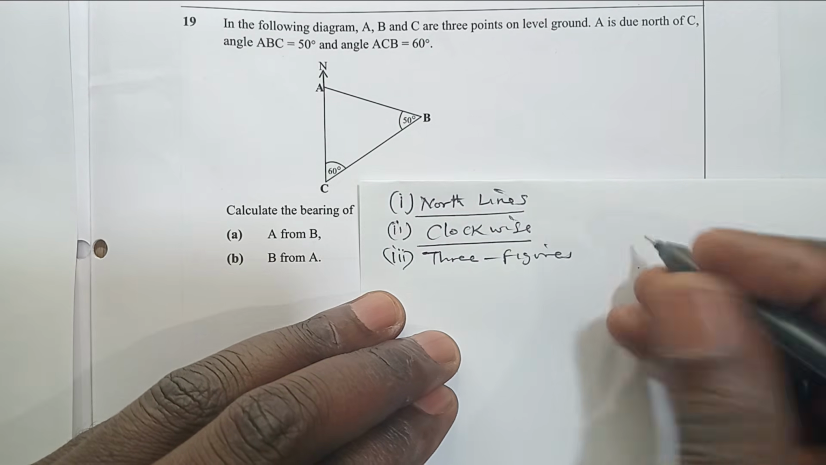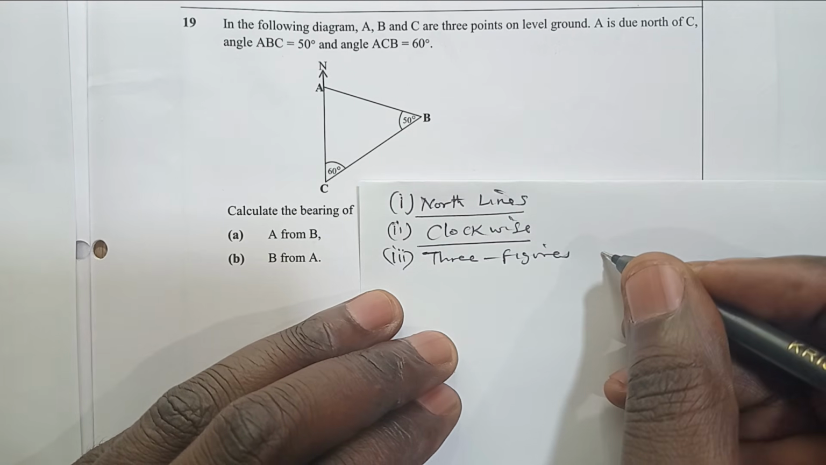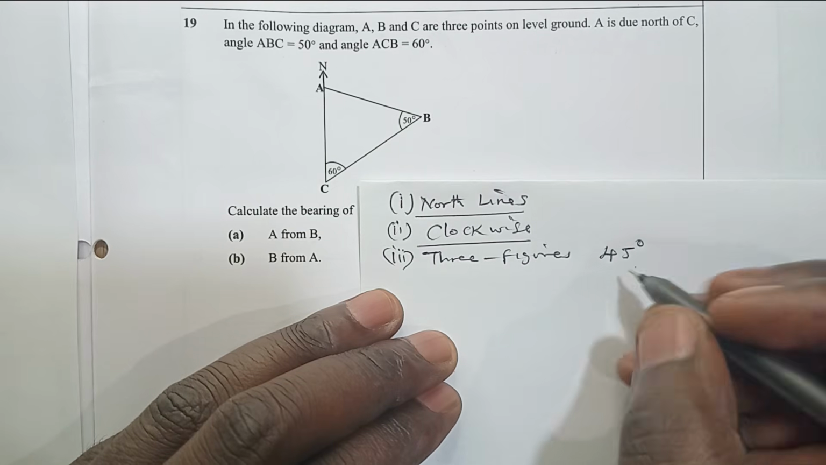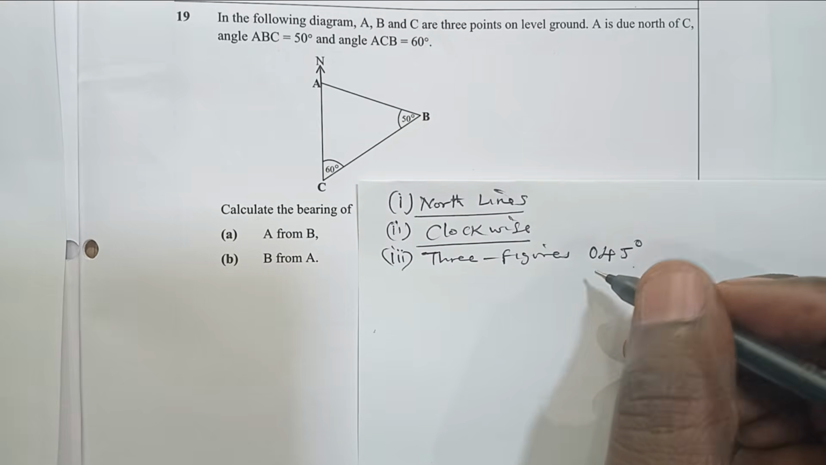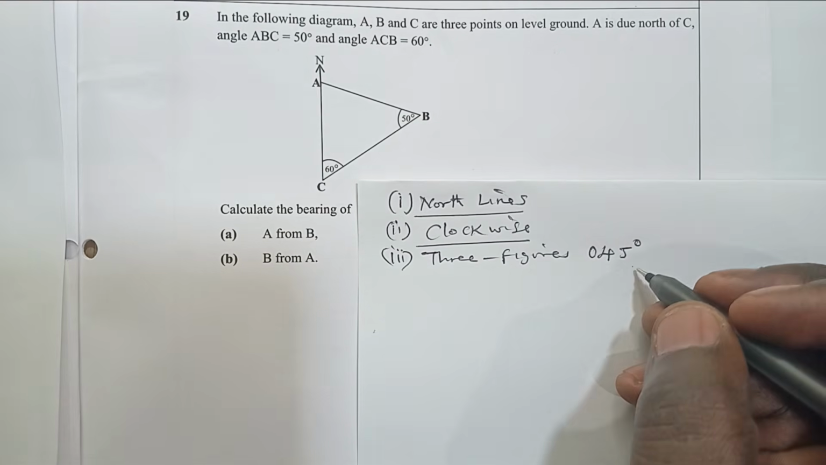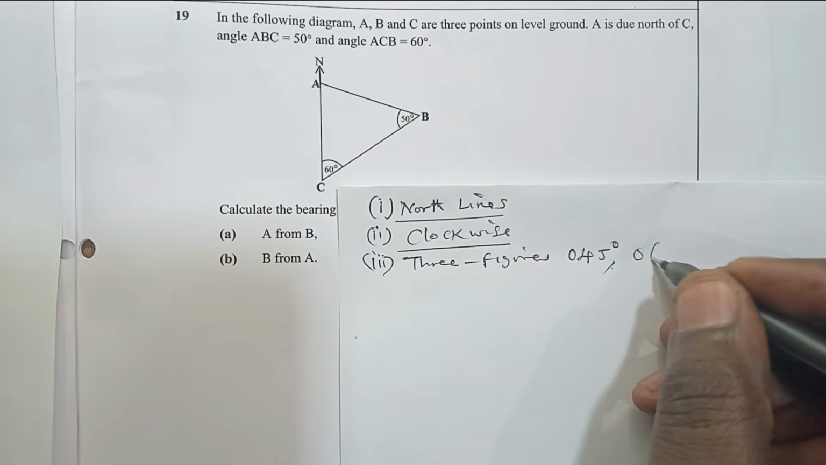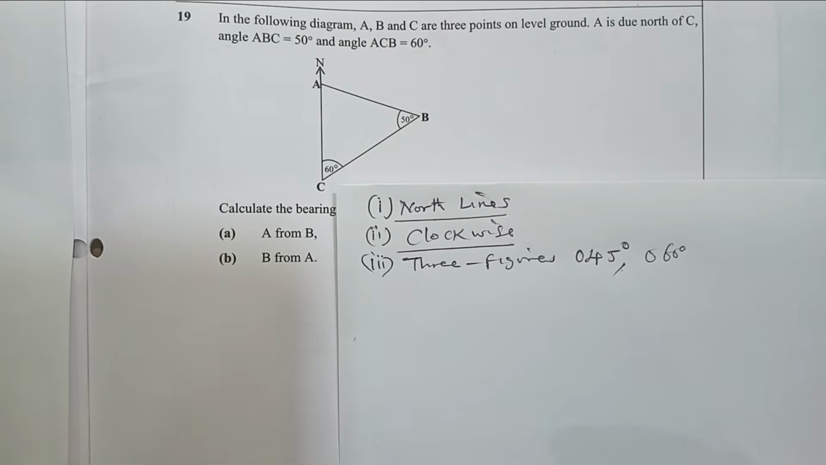So in 3 figures simply means if your calculation of the bearing is, for instance, 45 degrees, you need to include another 0 so that it becomes 3 figures. So this is 045 degrees. You can have 045 degrees, you can have 060 degrees. That is what it means in 3 figures. So these are important points to understand.